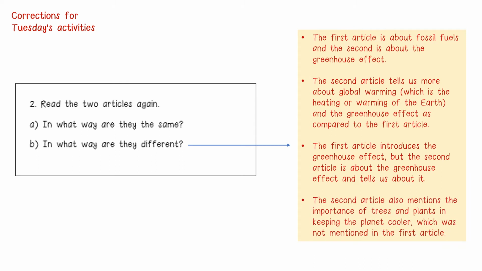And lastly, the second article also mentions the importance of trees and plants in keeping the planet cooler, which was not mentioned in the first article. So this is how they are different.